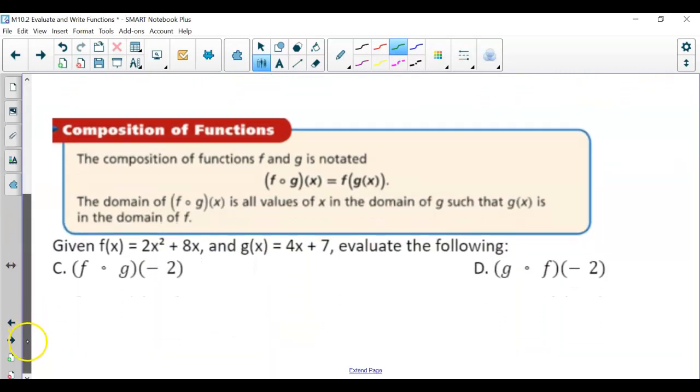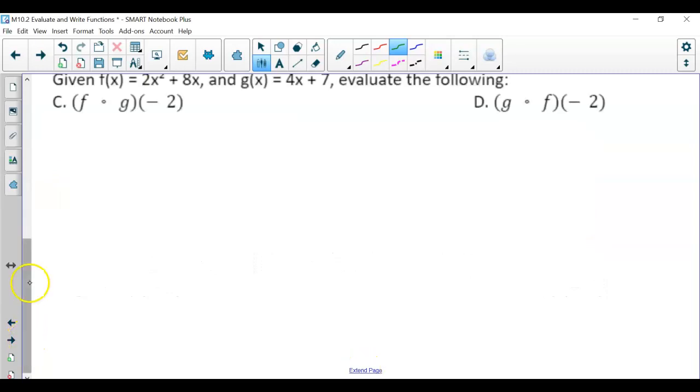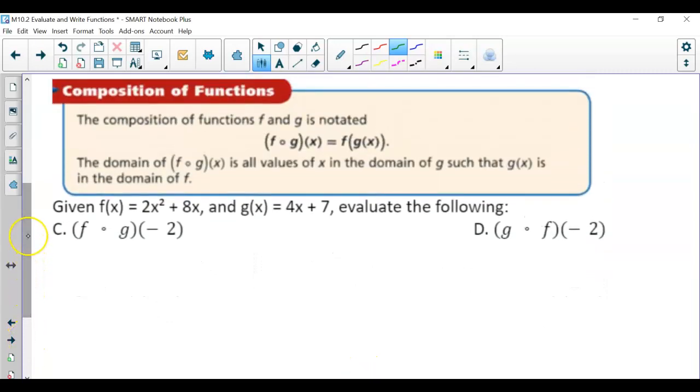Now, composite functions can be written another way as well. Notice how this is the same as working our way inside out. g of x is inside of f of x, so f of g of x. For example, here we are rewriting this as, we're going to simplify, f of g of negative 2.